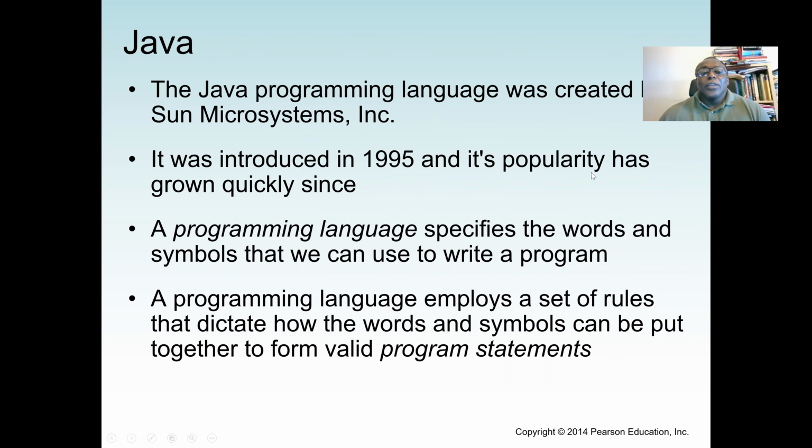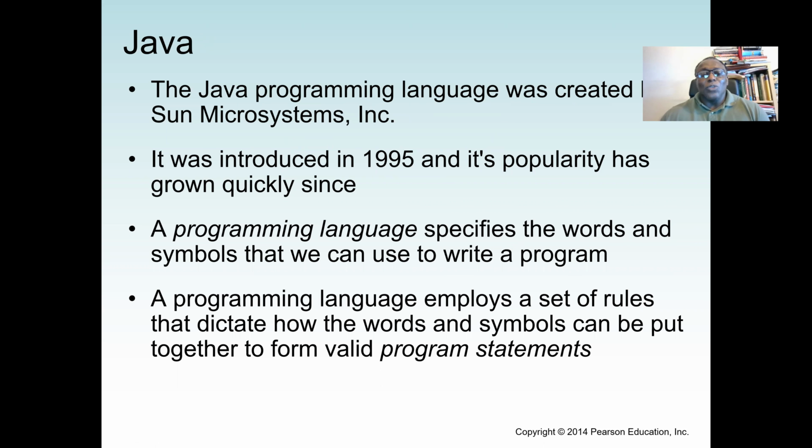So what is Java? The Java programming language was created by Sun Microsystems Incorporated in 1995, but it was sold to Oracle. So today, Oracle owns Java. And the programming language specifies words and symbols that can be used to write a program. So we have to follow some rules or protocols in a language. For example, in the English language, if I write a sentence, I end it with a period. If I haven't finished yet but want to take a short break, I will use a comma.